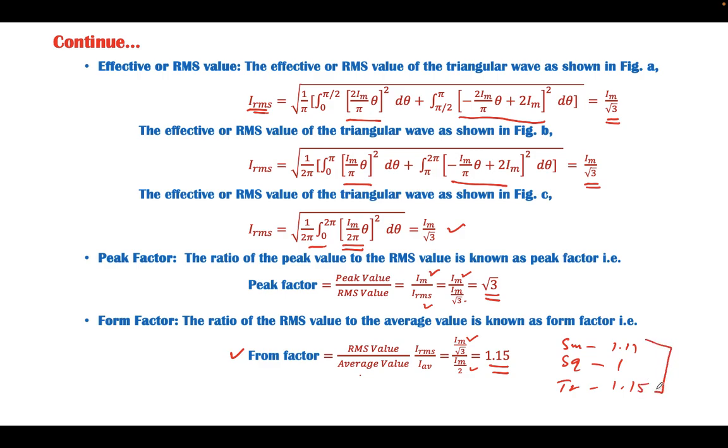For all these three waveforms, we can analyze the form factor, peak factor, RMS value, average value, and instantaneous value. For the sine wave, the instantaneous value is defined as a sine function, whereas for the rectangular or square wave, the instantaneous value and peak value remain the same. In case of the triangular wave, the instantaneous value is defined by taking the slope of the line, depending upon the limit 0 to pi, pi to 2 pi, or 0 to 2 pi.